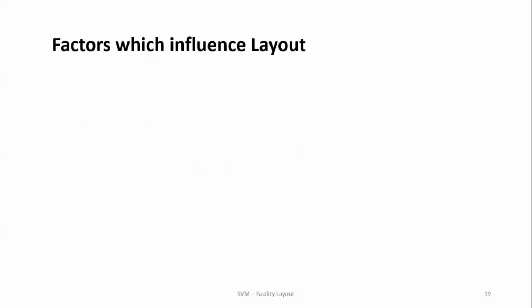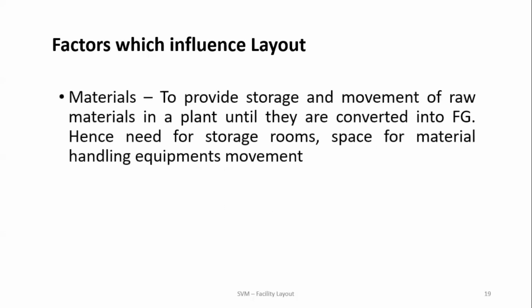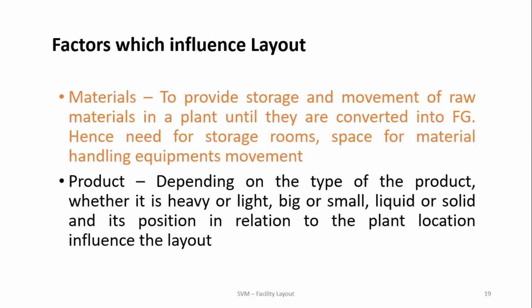Factors which influence our layout. Materials, the most important factor, because we must provide storage and movement of raw materials in a plant until they are converted into finished goods. Hence, you need storage rooms and space for material handling equipment's movement. Accordingly, you may have to plan your layout. Product: whatever final product you are manufacturing, depending on whether it is heavy or light, big or small, liquid or solid or gas, and its position in relation to the plant location, also influences the layout.